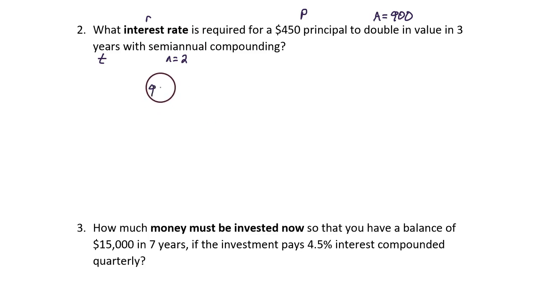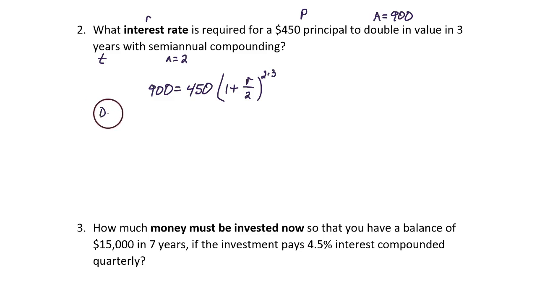For the letter A, 900, for the letter P, 450, and then in parentheses, 1 plus R over N, so the letter N is 2, and the exponent is N times T, so 2 times 3.